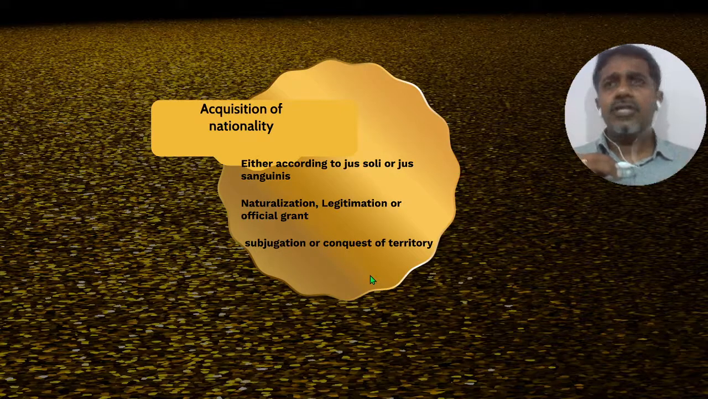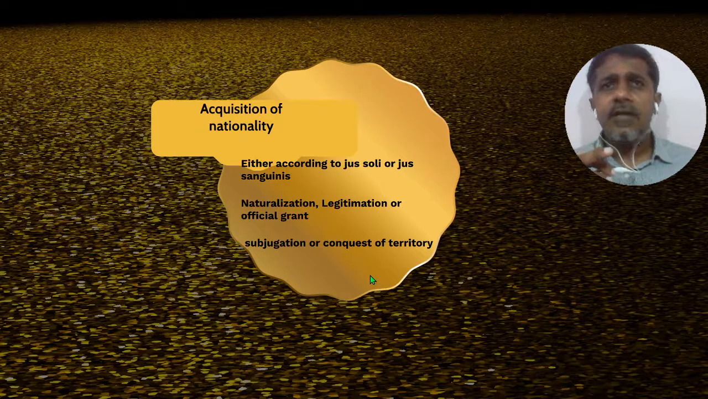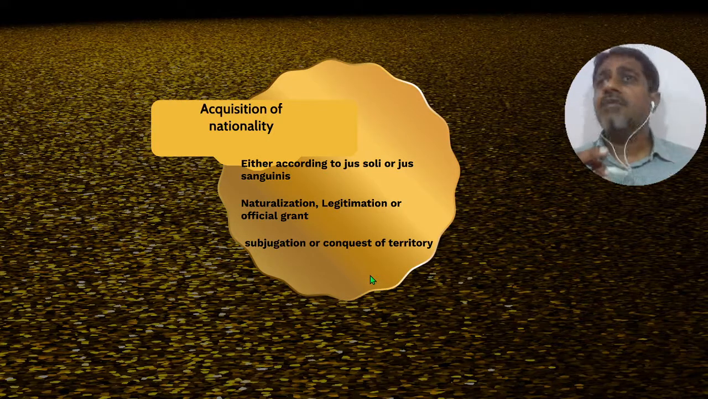So subjugation is also one more method through which a person may acquire nationality. Let me take an example. Sikkim was not earlier part of India, but subsequently the administration there passed a resolution. Ultimately, they asked for coming under the sovereign regime of the government of India, the state of India. So it was accepted and Sikkim became part of India.